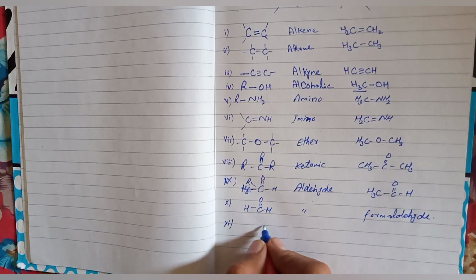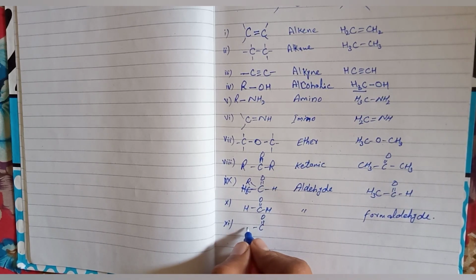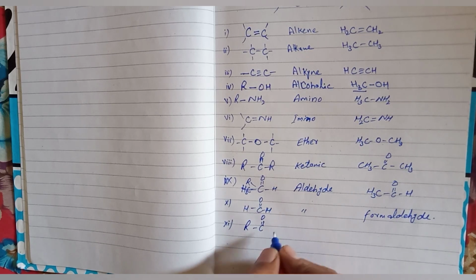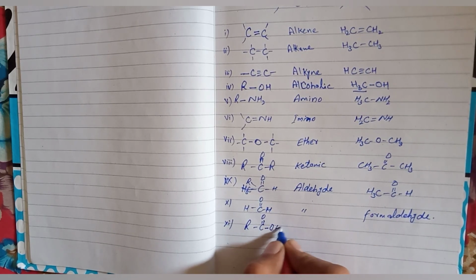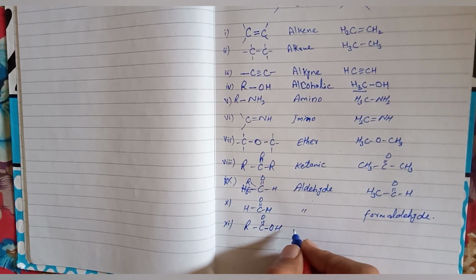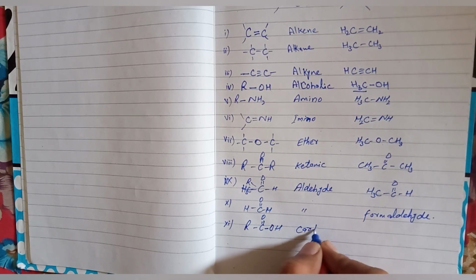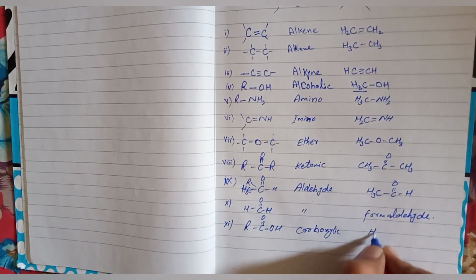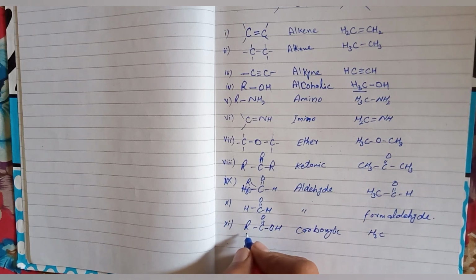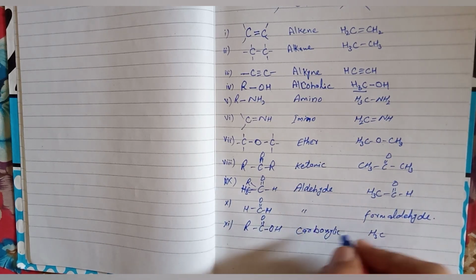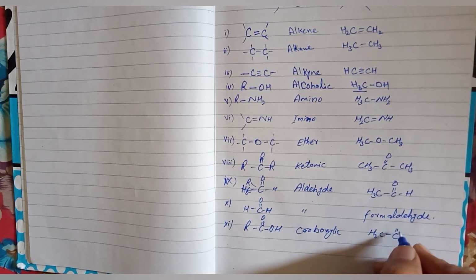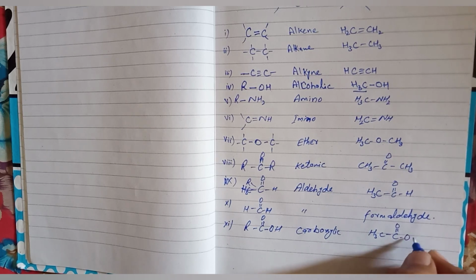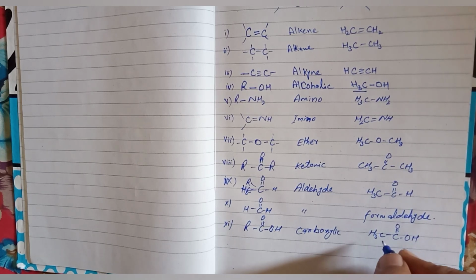If carbonyl group, carbon double bond oxygen, has on one side an R alkyl group and on the other side an OH group, this is called carboxylic group. The example of carboxylic group is CH3COOH. Here alkyl is any alkyl group, methyl, ethyl, propyl, etc. This is an acid, which is acetic acid.